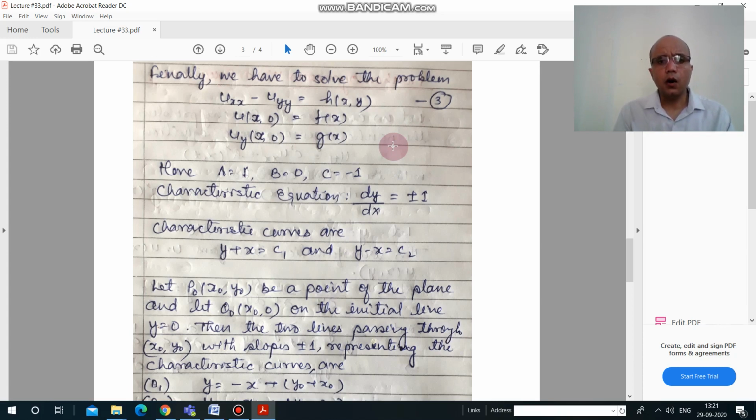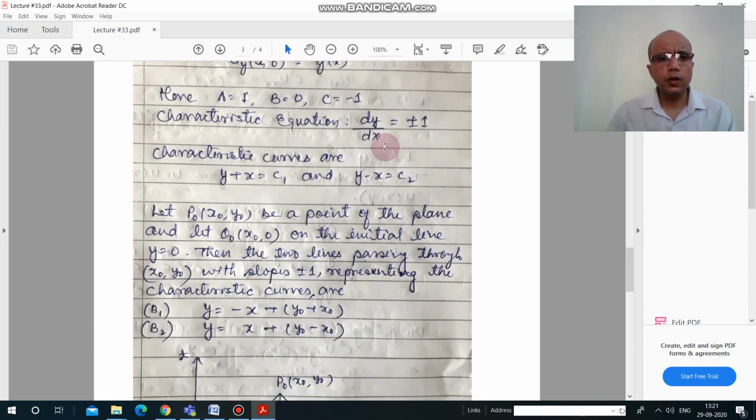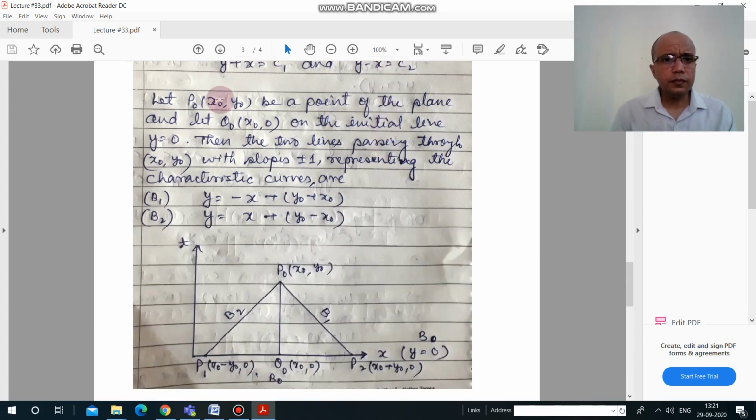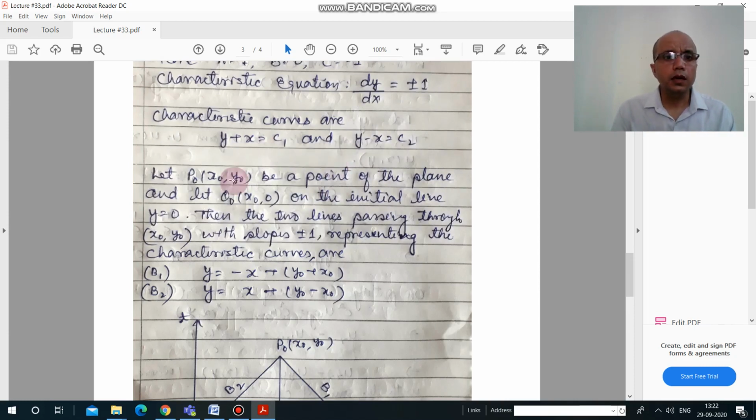So for this, how can we use this theorem? Now we will assume, let P(x0,y0) be a point on the plane, and we will try to draw these two lines passing through this point. This is an arbitrary point, it may be any point on the plane, and the lines are passing through this point. So we have to find the equation of the two lines passing through (x0,y0). So put x0, y0 here and here, then you will get the values of c1 and c2. Then you will get the two lines.